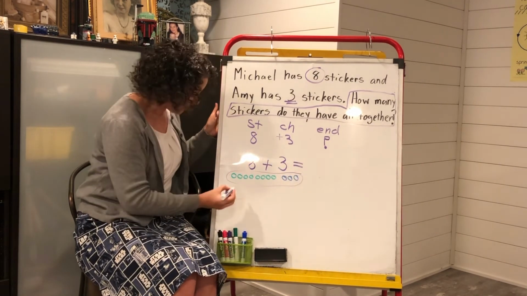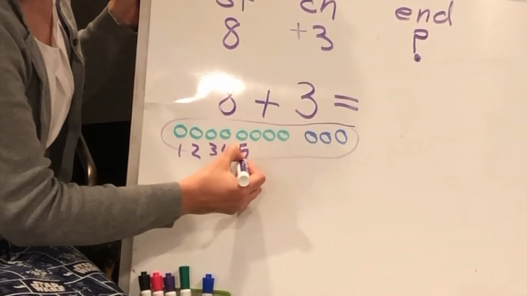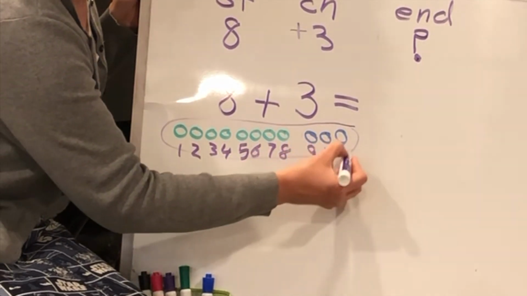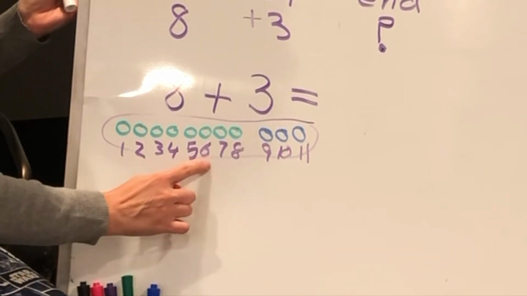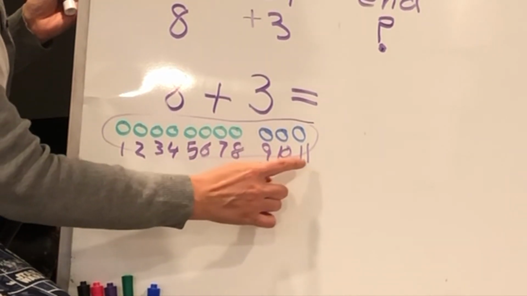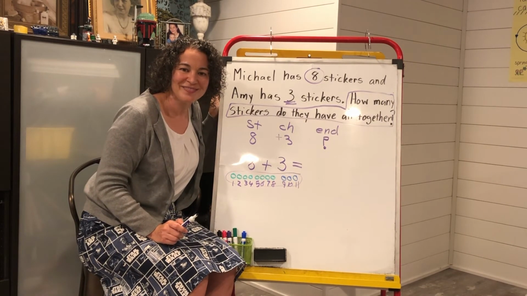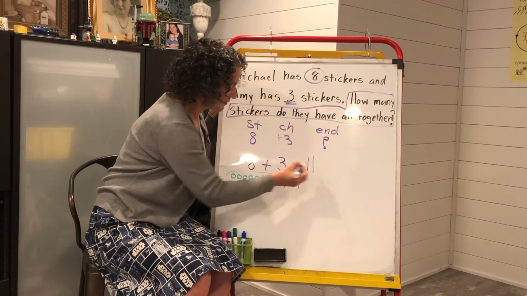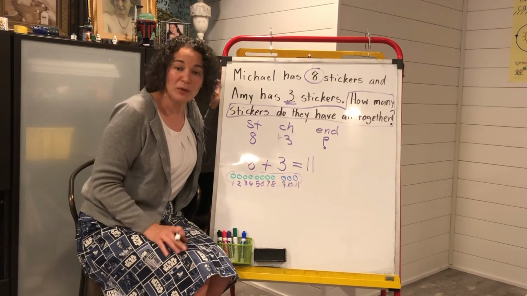All right, my friends, help me count. 1, 2, 3, 4, 5, 6, 7, 8, 9, 10, 11. Let's count it again. 1, 2, 3, 4, 5, 6, 7, 8, 9, 10, 11. So my friends, what is the sum of 8 plus 3? Yeah, the sum of 8 plus 3 is 11. Now, oh no, you're not done? No. What do we need to do?